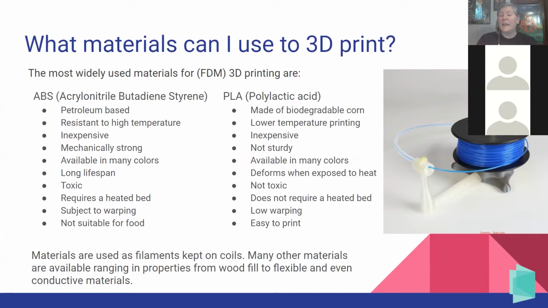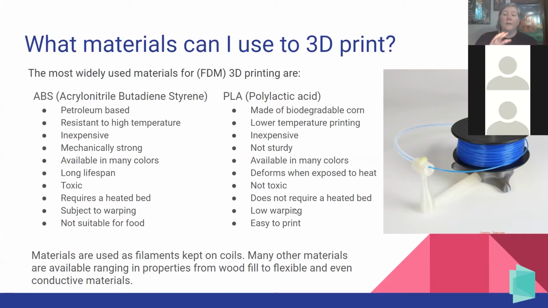PLA, polylactic acid, is actually based on biodegradable corn. So it is a biodegradable, more sustainable filament. It uses a little bit less energy to print because it prints at a lower temperature. It's also inexpensive, but it isn't as sturdy because it can melt at a lower temperature. And that means that while it's food safe, because it's generally considered a safe, non-toxic material, you can't make a coffee cup out of it because your coffee will literally melt your filament. So it doesn't warp as much though. So it's really nice for hobby printing and for figures and for things like that.